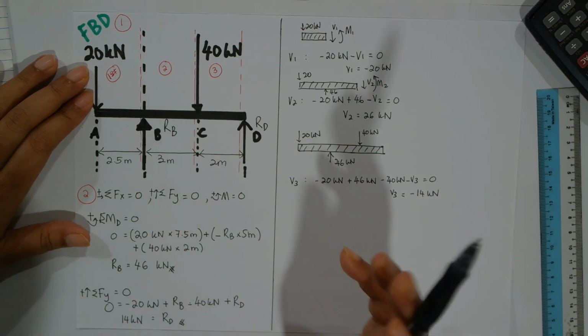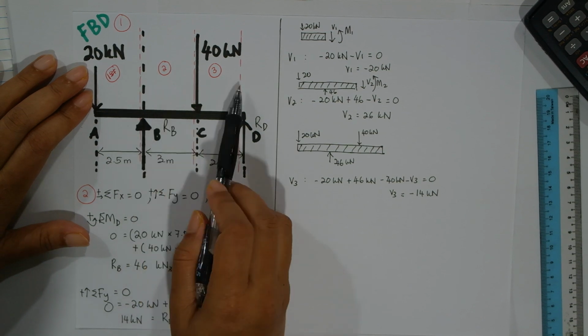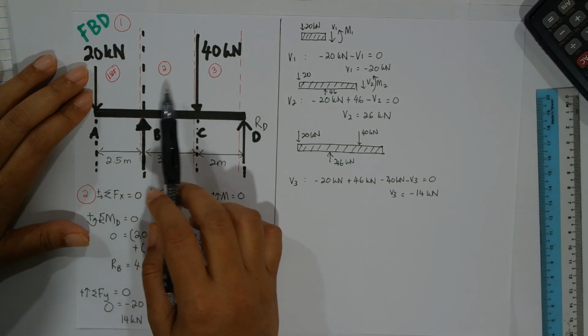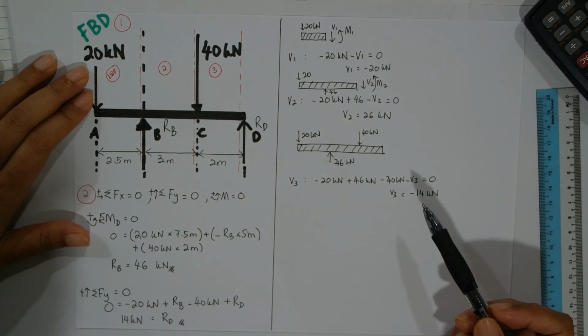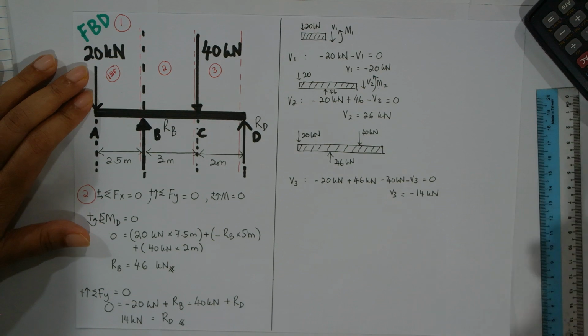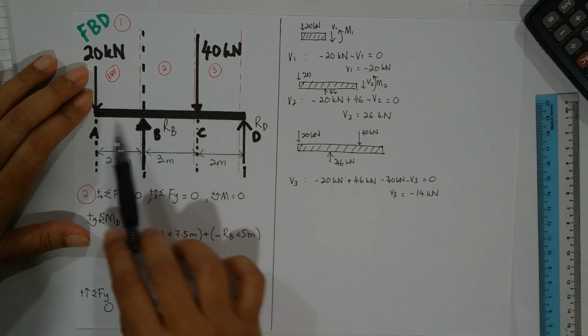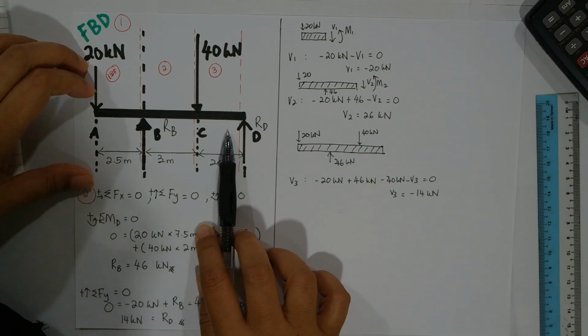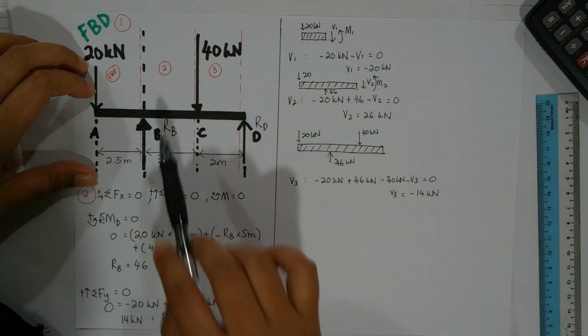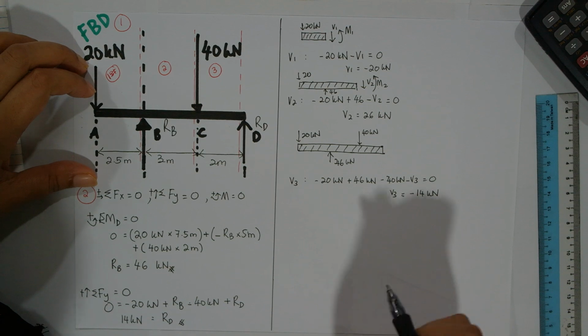So we have only 3 sections of the beam that we have split just now. So we have only 3 shear forces, 1, 2, 3, which we have already found. Now we have to find the bending moment that happens on this beam due to the external force or loading that we exert on the beam. Okay, so now let's find moment.